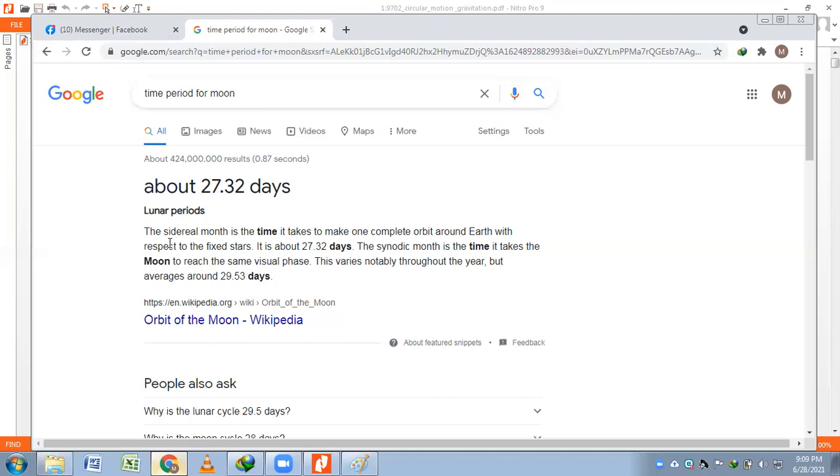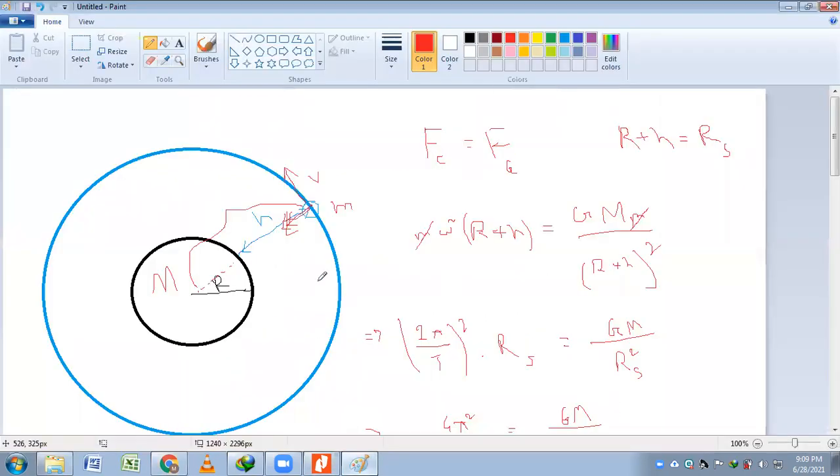So the lunar month is defined in two different aspects. We don't have to know this stuff. This is just Google information. But what I'm trying to show you here is that for the natural satellite of Earth, the Moon has an orbital time of about 27.32 days, or for visual aspect from the Earth about 29.53 days.